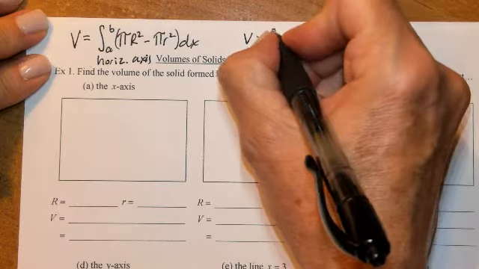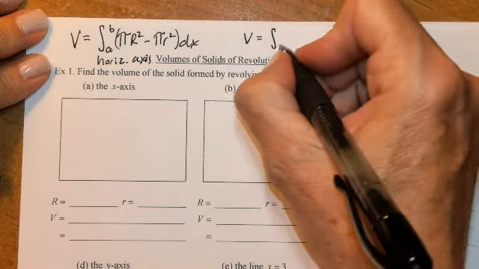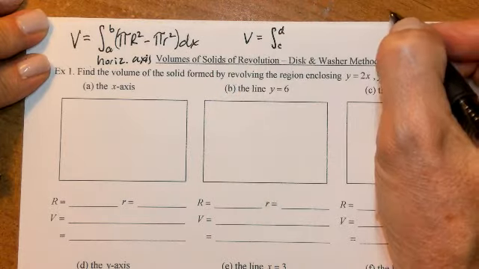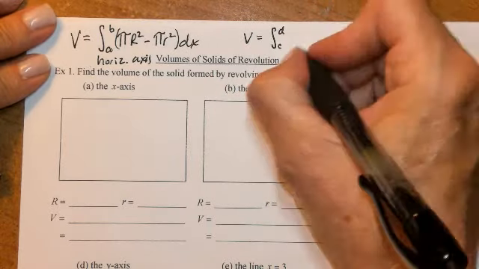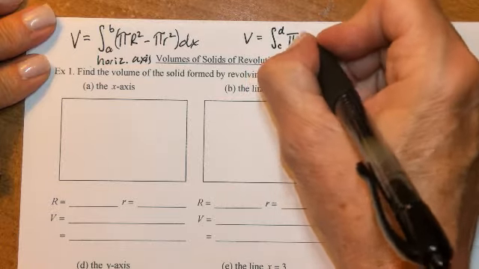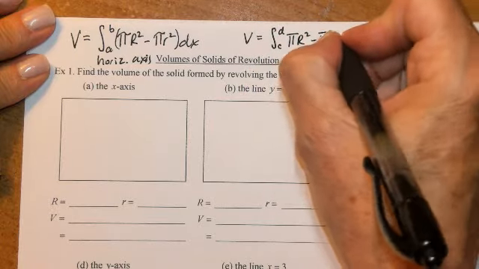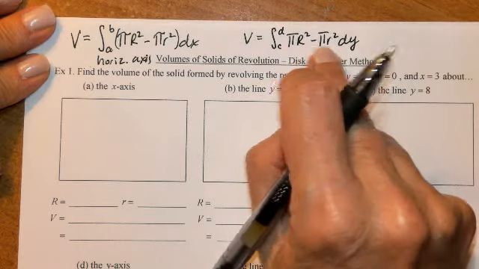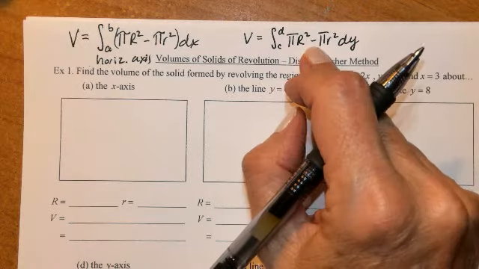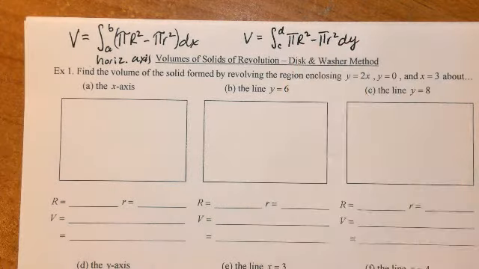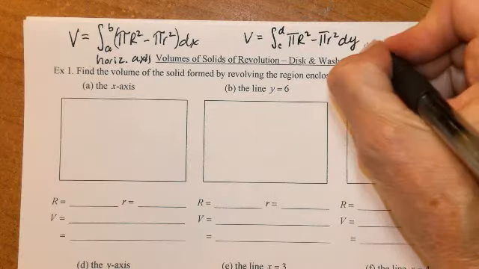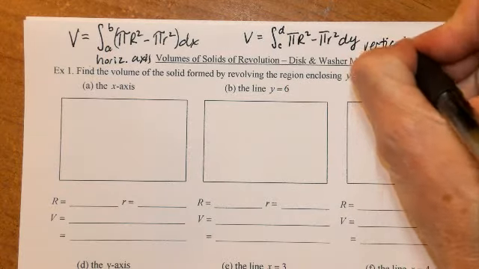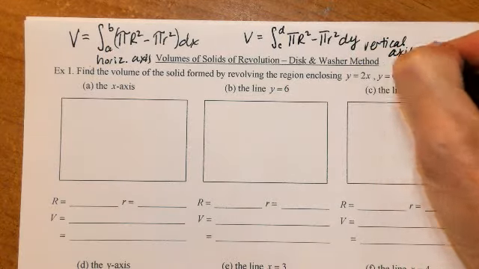Then I'm going to call this C to D because we're going to need some y values there. This is still going to look the same, except we'll have a dy in here, and the r's now should have y's in them, right? Most often. And this would be for a vertical axis of revolution.